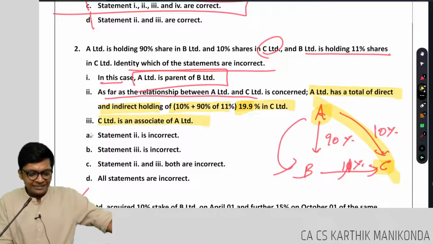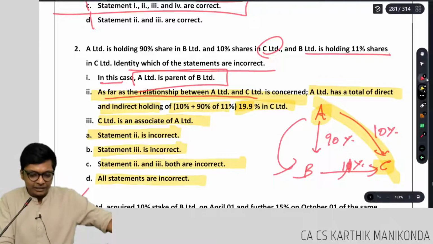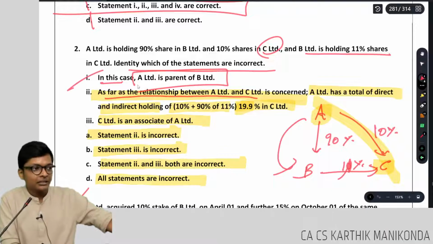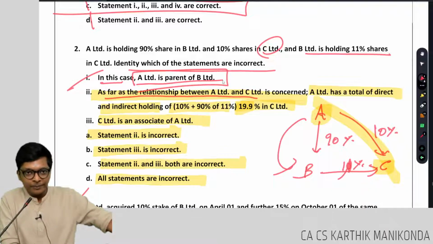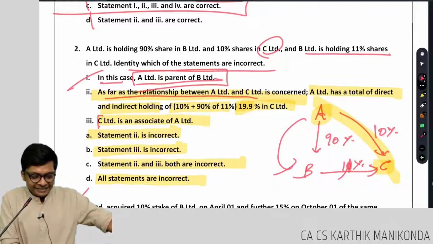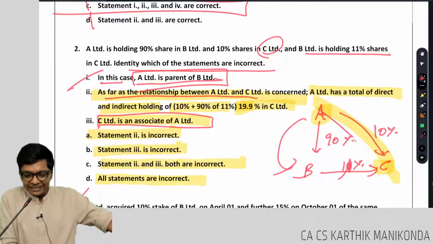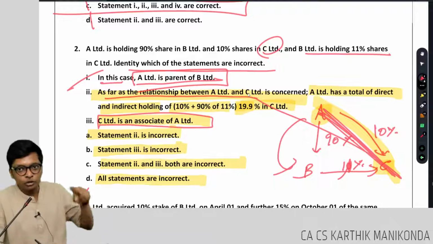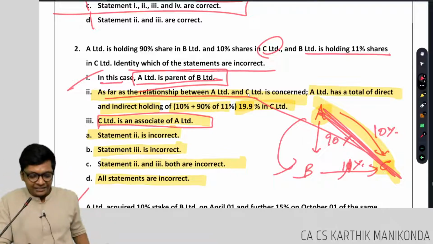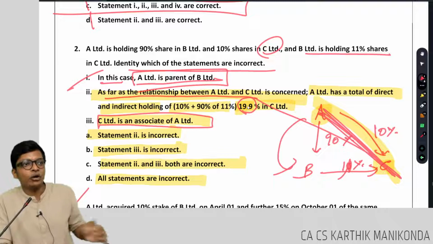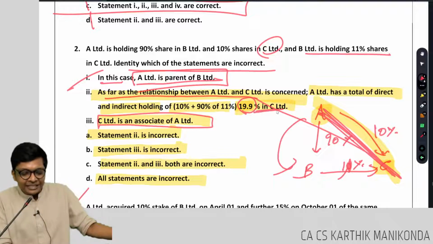Look at the options. Statement 2 is incorrect. They are saying 2 is incorrect. Statement 3 is incorrect. Statement 2 and 3 both are incorrect. All statements are incorrect. Answer C, because A is correct. A is the parent of B. That is correct. But statement C is definitely incorrect. Because A and C are not associates, because you need how much? 20%. Here is it 19.9? No, so it's incorrect.